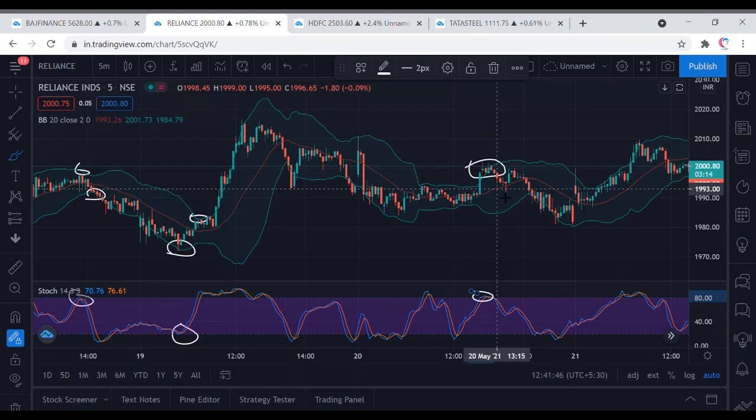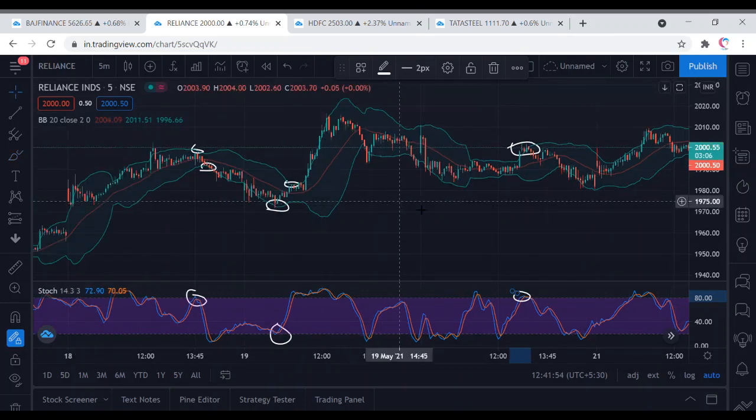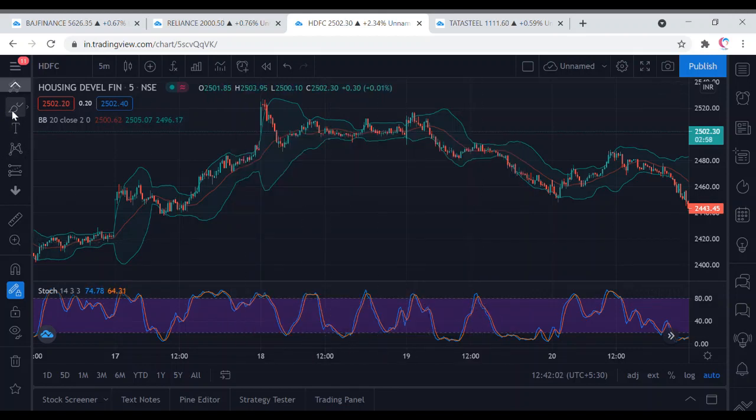And if you follow the setup's discipline, you will make good profits, and this will be beneficial for you in the longer term. So now another chart of HDFC Limited. I have also seen that this strategy works in stocks which have good liquidity that allows you to get out and get in at your wanted price. You don't need to wait.